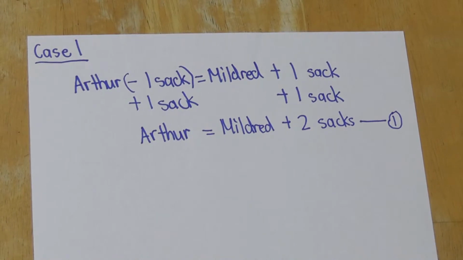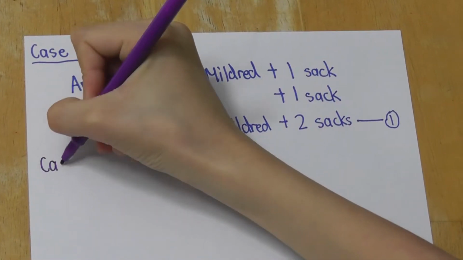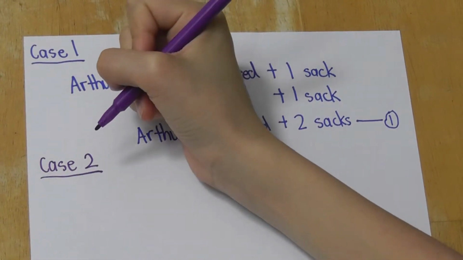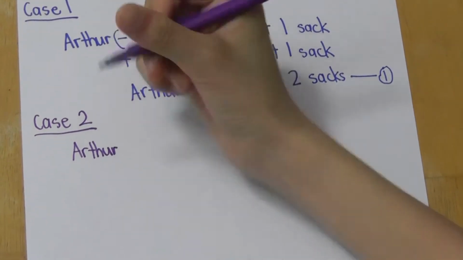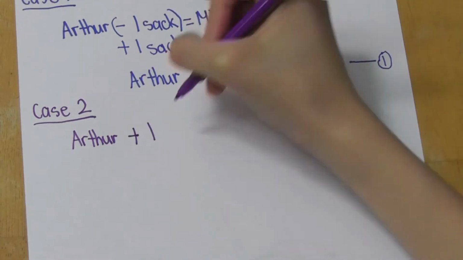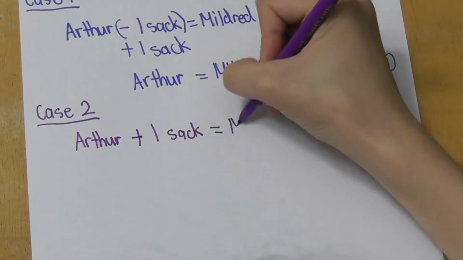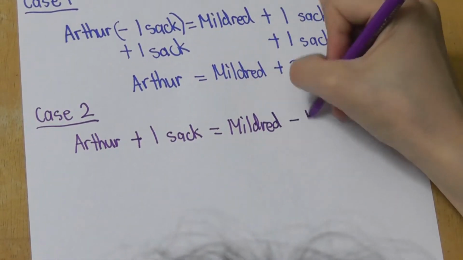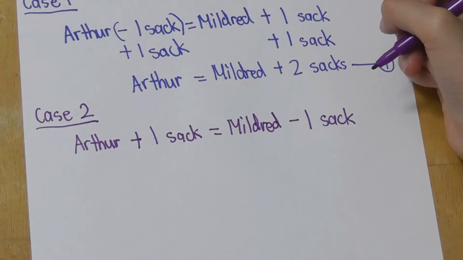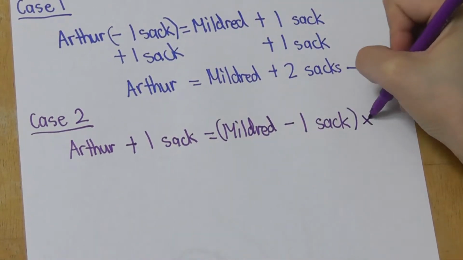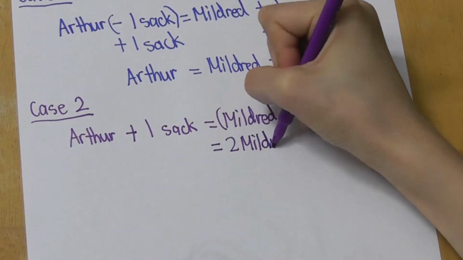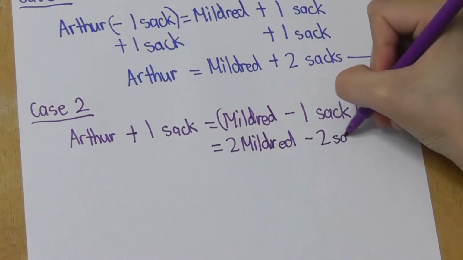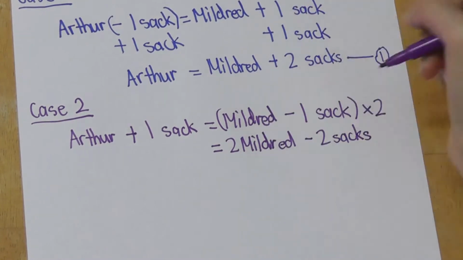So now let's talk about case 2. The question says, if you gave me one of yours, I'll have twice as many as you. We can write it out as Arthur plus 1 sack equals Mildred minus 1 sack, which is the whole total, times 2, since it says twice as many. And then we write it as 2 Mildred minus 2 sacks as we multiply 2 into each individual. And on the left-hand side, nothing has changed.